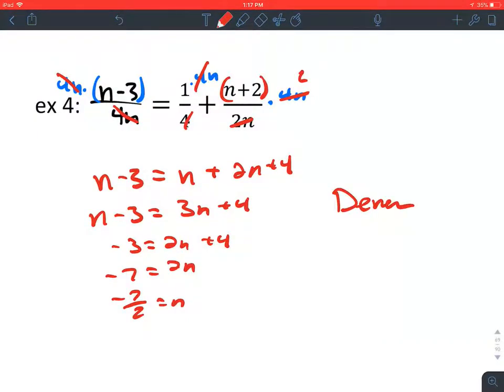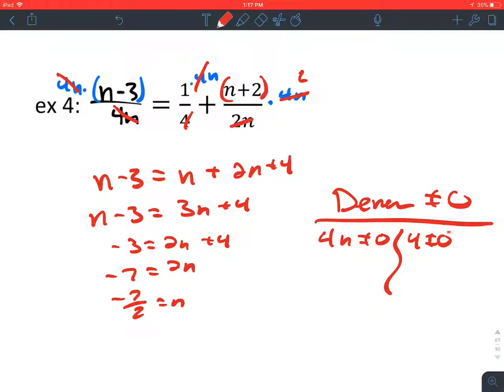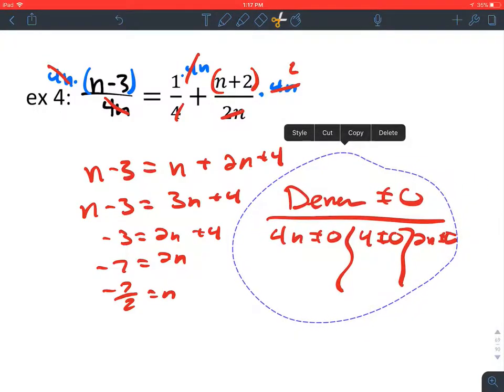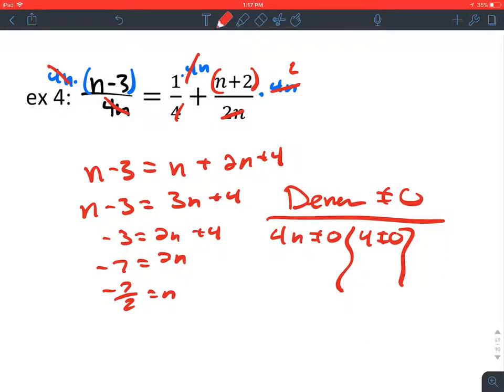We got to make sure our denominators can't be 0. So 4n can't be 0, 4 can't be 0, obviously, 2n can't be 0. Let me do better. I can do better. So we get n can't be 0, and n can't be 0. That does not conflict with our answer, so our answer is negative 7/2.